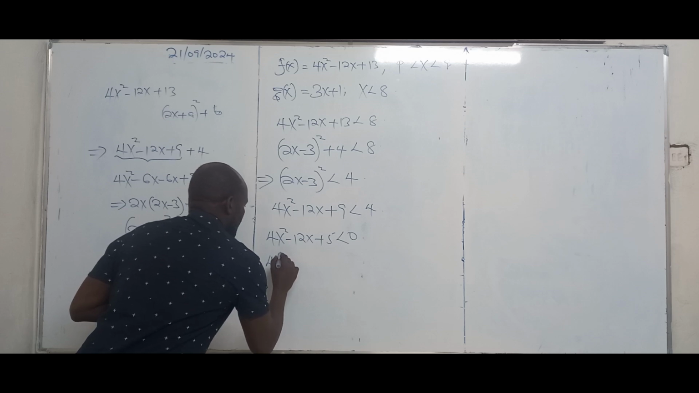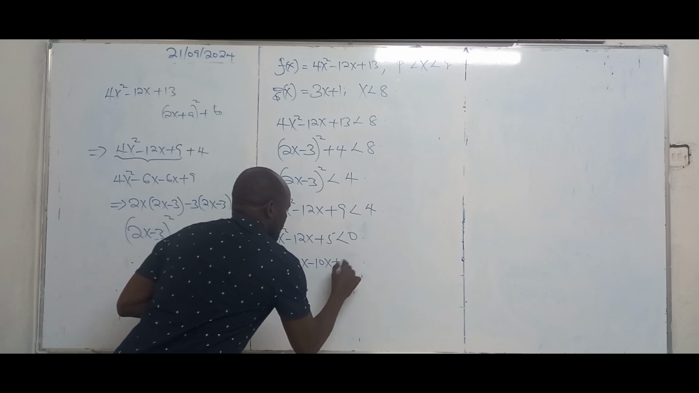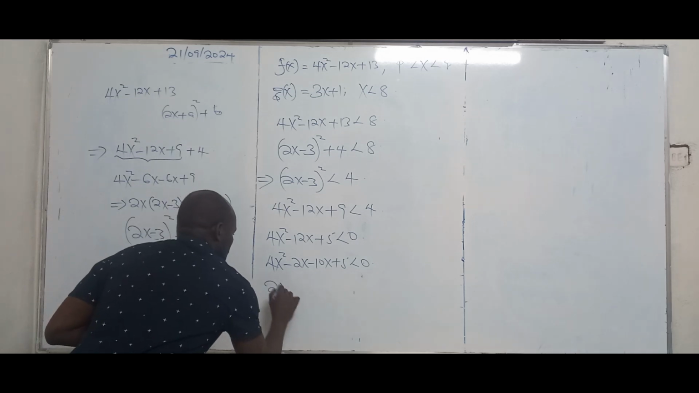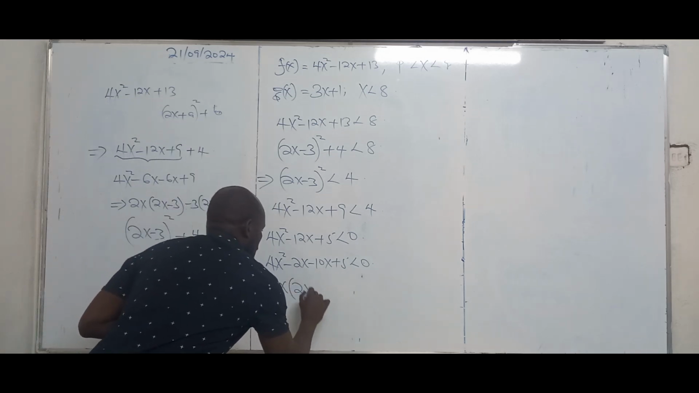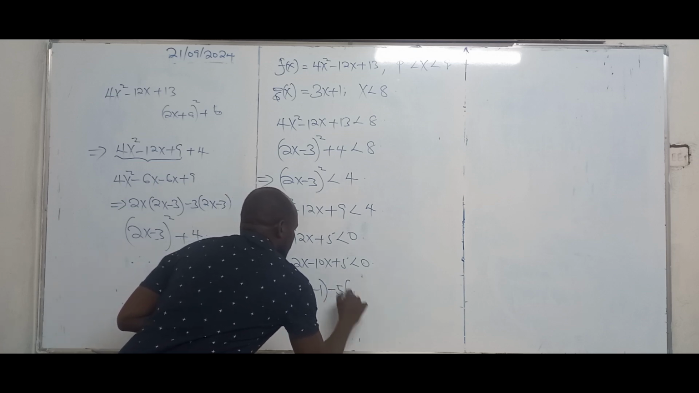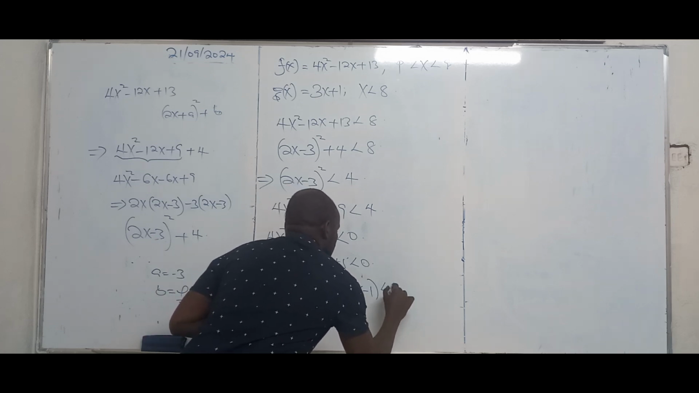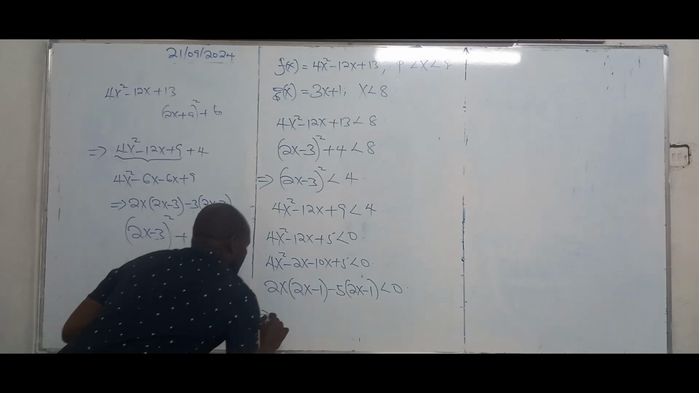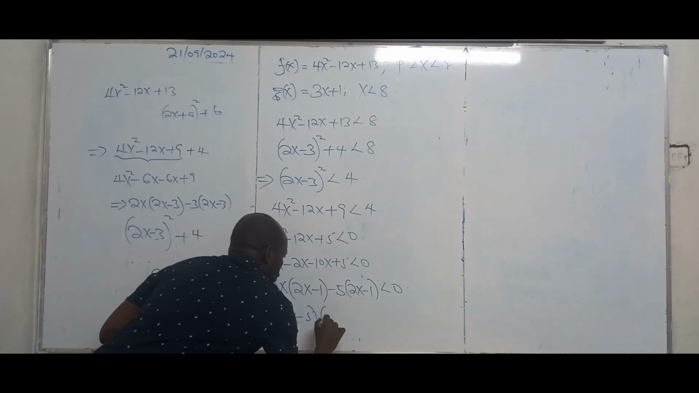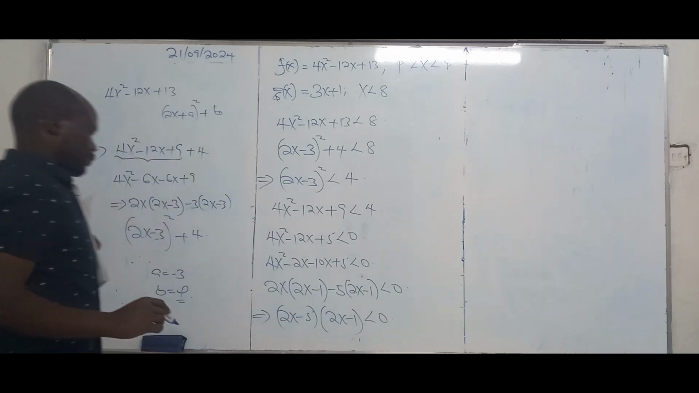4x squared minus 2x minus 10x plus 5 is less than 0. Factorize 2x, I will have 2x minus 1. Then here I have minus 5 into 2x minus 1 is less than 0. That implies that it's either 2x minus 5 or 2x minus 1 is less than 0.